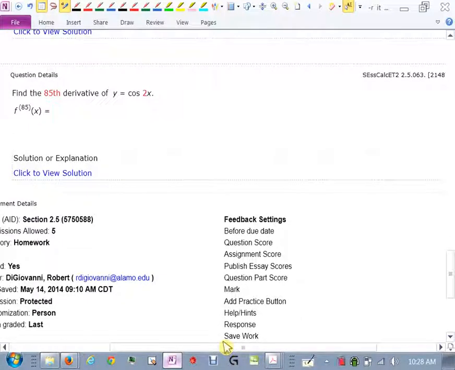Find the 85th derivative of cosine of 2x. First of all, notice that we have an outer function, cosine of something. The thing inside of it is 2x. So this is not just a simple derivative. You actually have to apply the chain rule. What we know is that y is equal to cosine of something we'll call u. The u is what's inside, 2x.